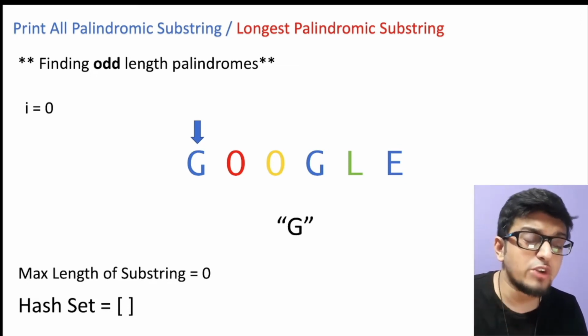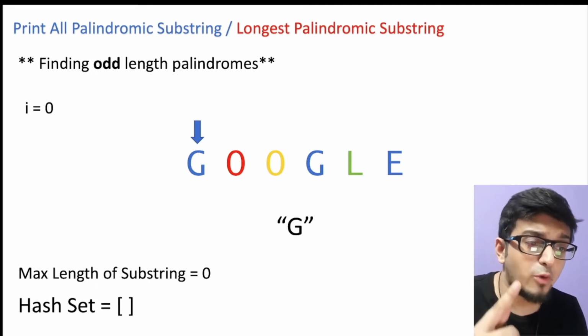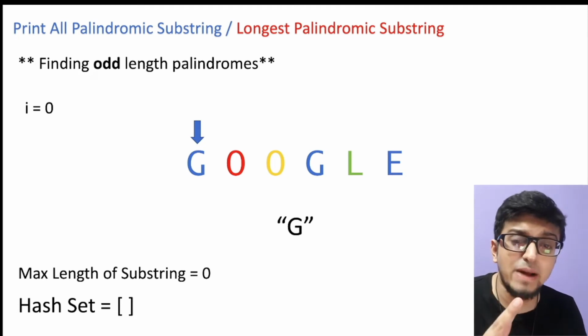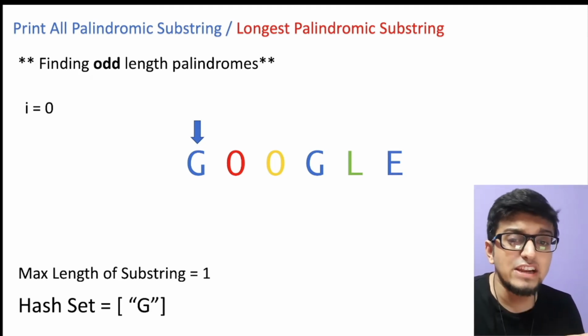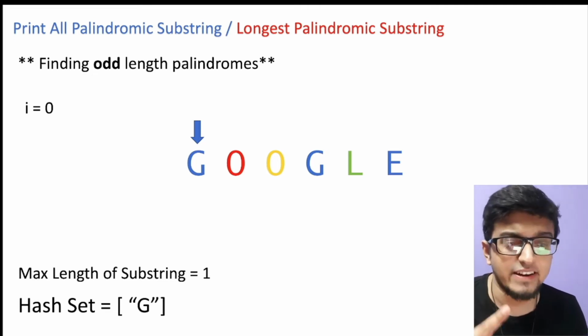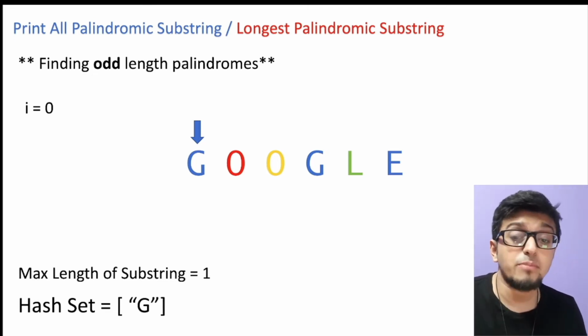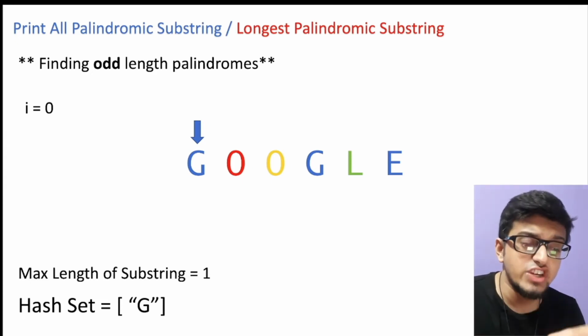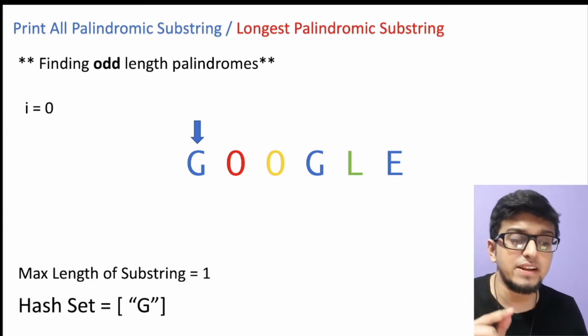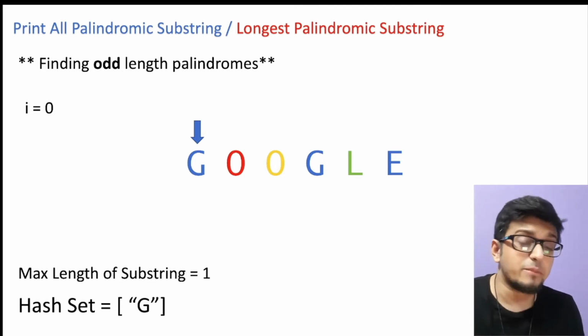So since over here we already got one answer of our problem, that is, we got the first palindromic substring, that is why we will be storing this palindromic substring within our hash set, and we will update the length of the maximum palindromic substring by 1. So let's insert this G into our hash set and let's update the value as 1. Now comes the fun part.